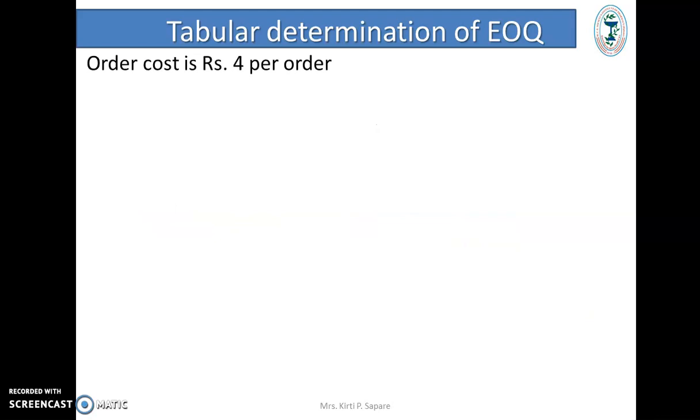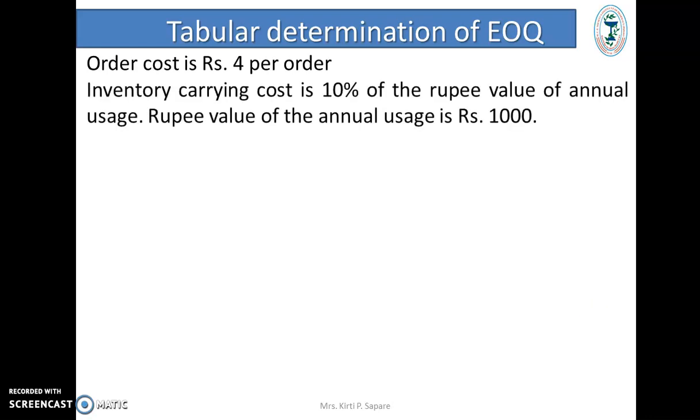Suppose order cost is 4 rupees per order. That is, you require 4 rupees in placing of an order, like use of paper, typing, filing, etc., plus cost of salaries of staff involved in this paperwork, plus cost which is required for follow-up, receiving, inspection, etc. That is, 4 rupees is the ordering cost.